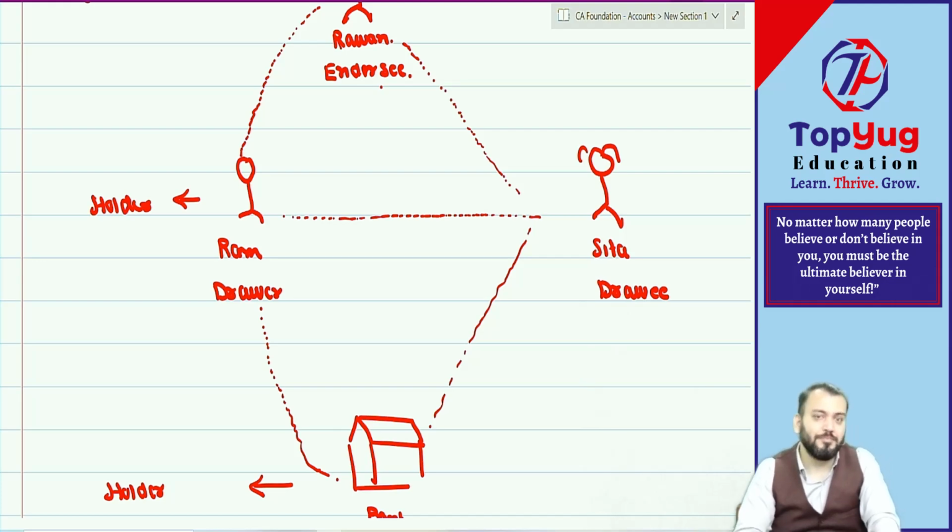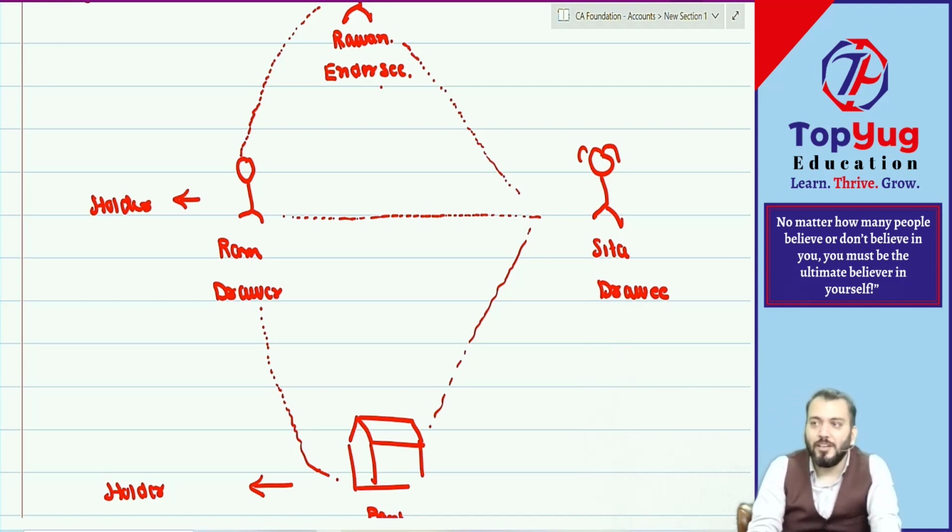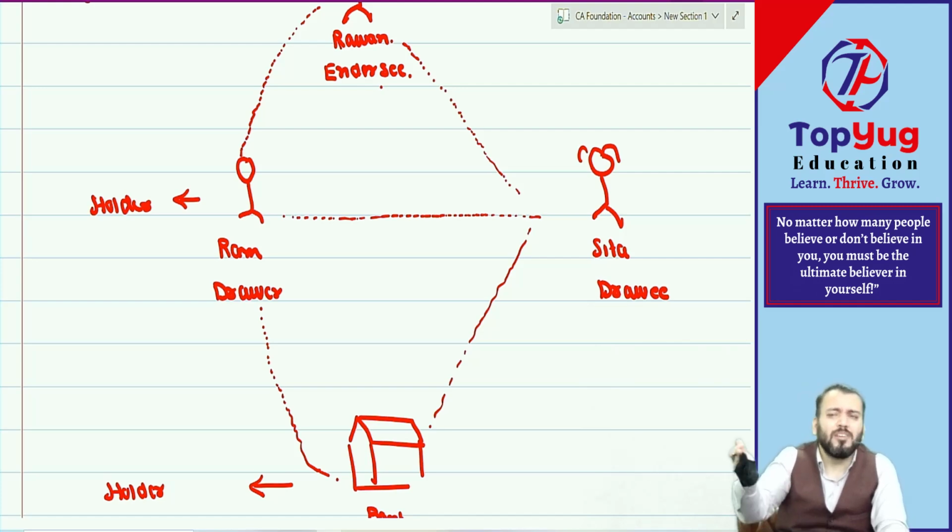If dishonor, then what will happen? Just by dishonor, there can be two situations. Even though dishonor, Sita may be a good person, but right now she has no money. Then Ram will say, okay, give me after 2 days, 3 days, 4 days, or whatever is negotiated.